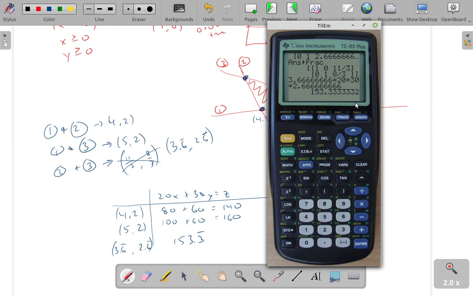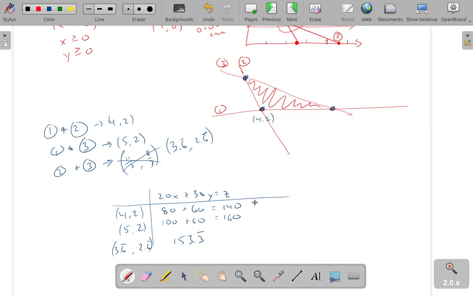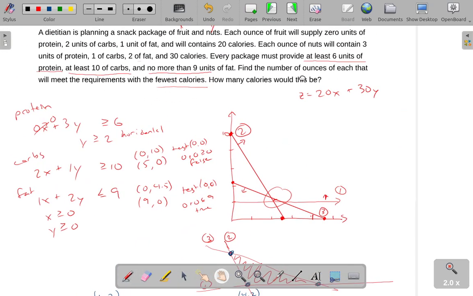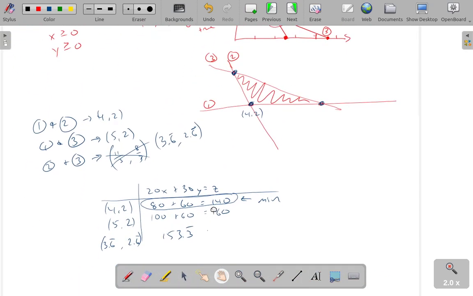In any case, that's neither a minimum nor a maximum, so I don't really care about that point. This point right here is the one I do care about. This is my minimum, because what we're asked to do is find the number of ounces that will meet the requirements in the fewest calories. So I wanted the smallest number of calories. And it looks like if you do 4 ounces of fruit, 2 ounces of nuts, that's 140 calories. And I suppose I should have written calories with a capital C to make all those nutrition people happy.